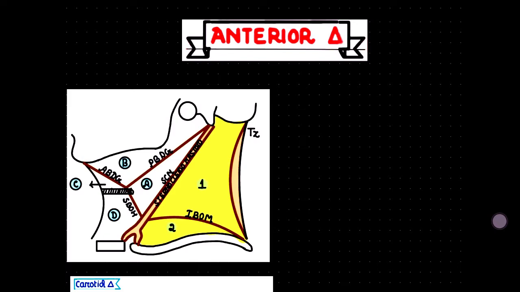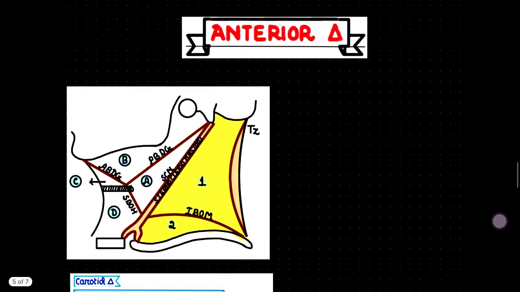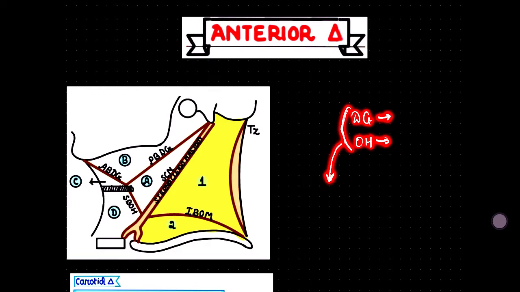This anterior triangle of neck is divided into four types. What are the four types? A, B, C and D. How are they divided? They are divided because of two special muscles. What are these two special muscles? Our digastric muscle, and another, the omohyoid muscle. The common thing about these two is that they both have two bellies.